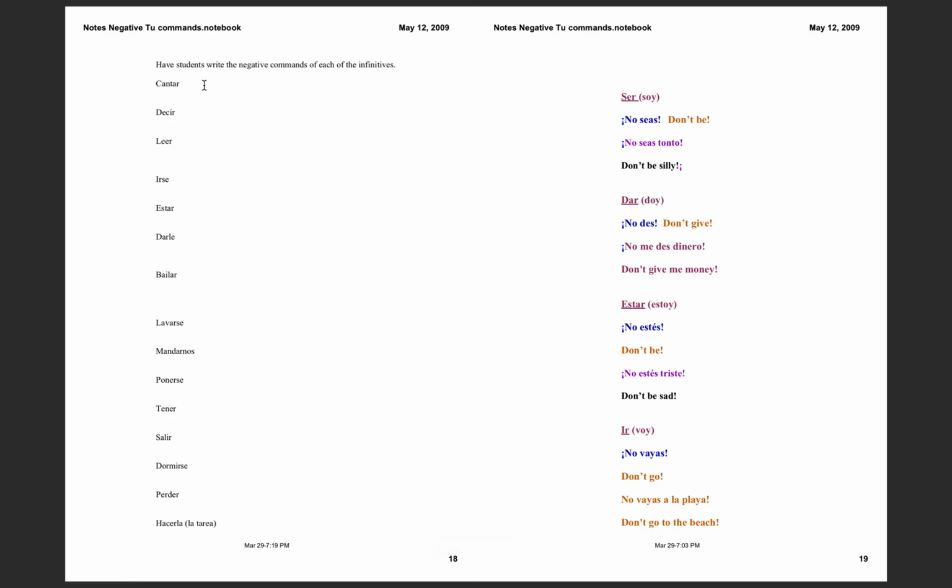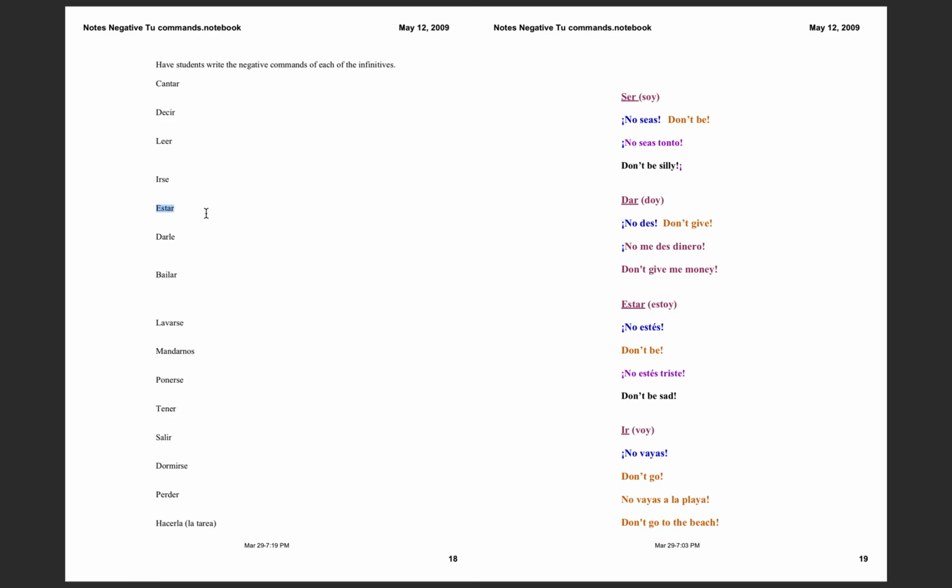So it goes through and it says write the negative command. So cantar would be no cantes. Decir is yo digo. So I change it to no digas. The yo form of leer is yo leo. Take off the O and add AS since it's an ER verb. No leas. Okay. We're going to skip irse for now.